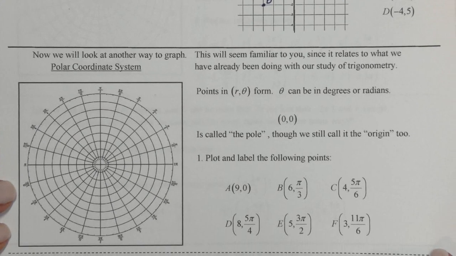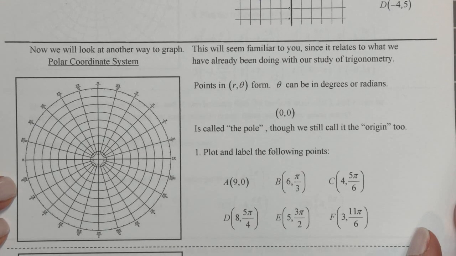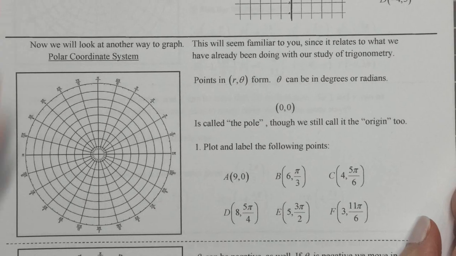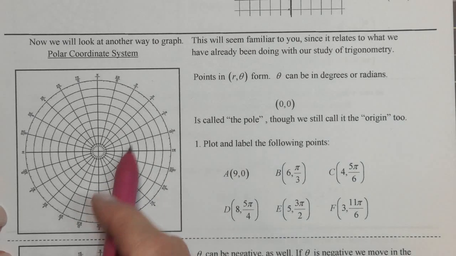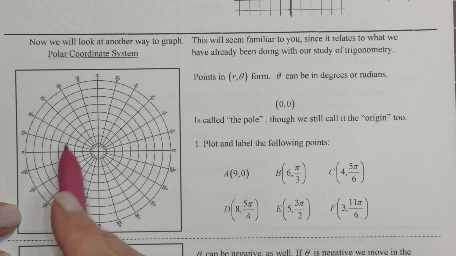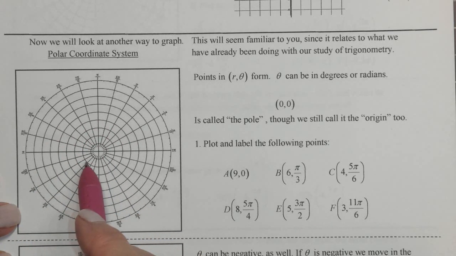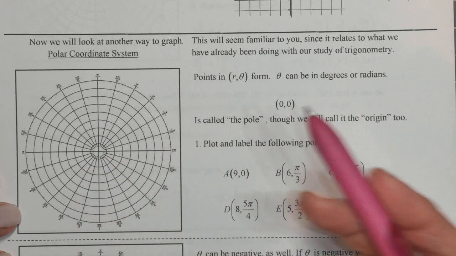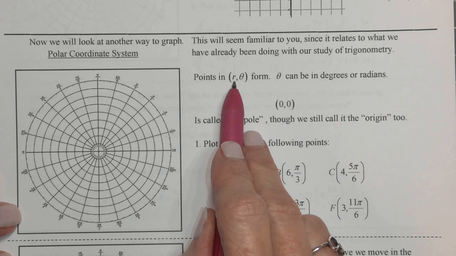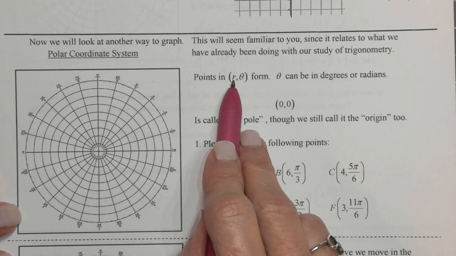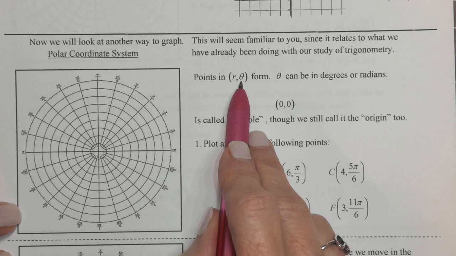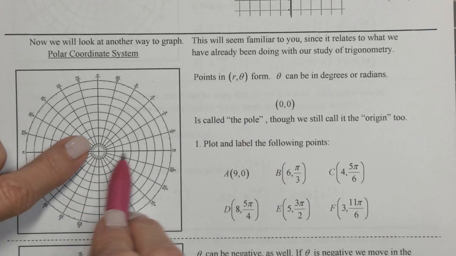Now let's take a look at the polar coordinate system. No more x's and y's. Instead, r's and thetas. So this should look familiar to you because of our study on trig. A point is no longer called x, y. Instead, we call it r, theta. R has to do with the distance from the origin. Theta is theta. This is exactly what we used in trig.